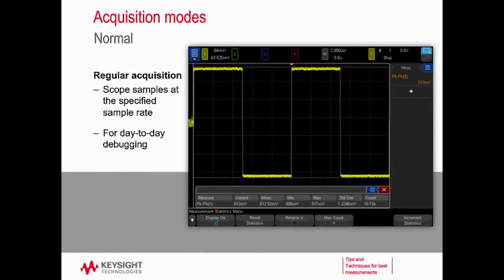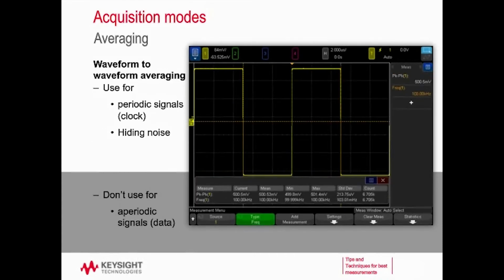Here's my 100 kilohertz clock signal. I'm making peak-to-peak measurements on it, and I want to know what acquisition mode I want to use. This is in regular acquisition mode. Like we said, the scope samples at the specified sample rate, and this is ideal for day-to-day debugging. I scale the signal appropriately on screen. I can just plug this into my system, make some measurements, and see how my system's behaving. That's the one we mostly use on a day-to-day basis.